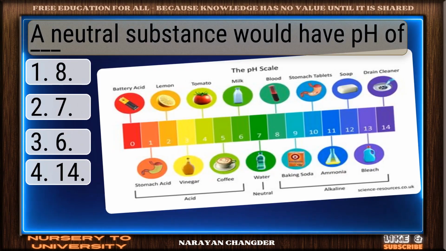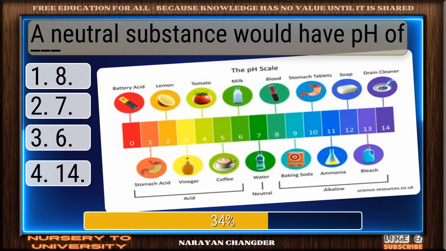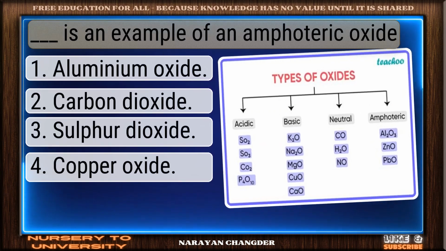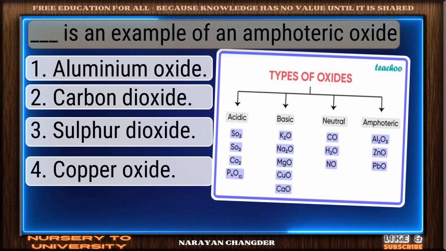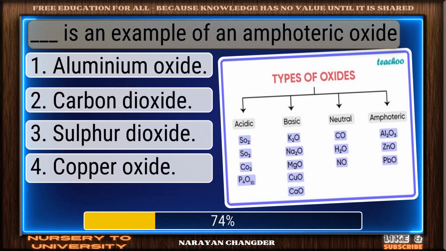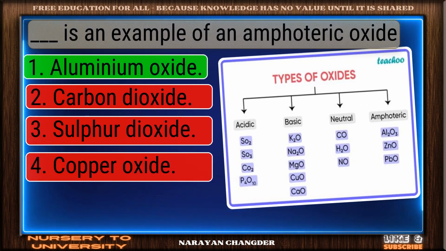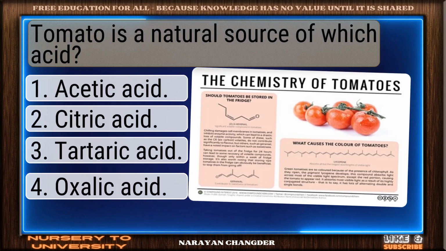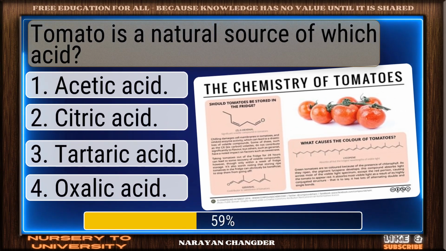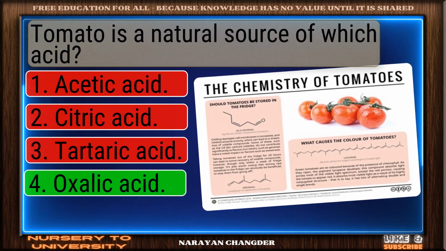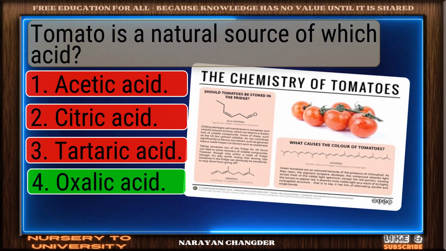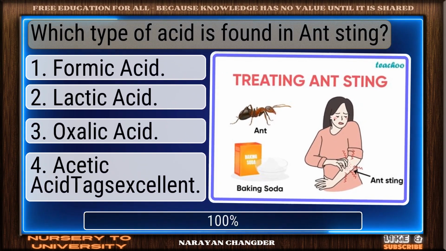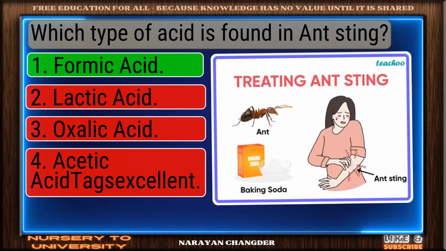A neutral substance would have a pH of dash. Well picked. 7 is correct. Dash is an example of an amphoteric oxide. Correct. Aluminium oxide is spot on. Tomato is a natural source of which acid? Good job. Oxalic acid works well. Which type of acid is found in ant sting? Valid point. Formic acid is true.